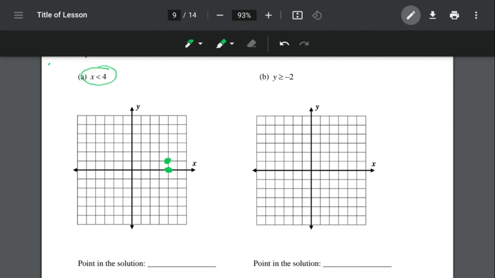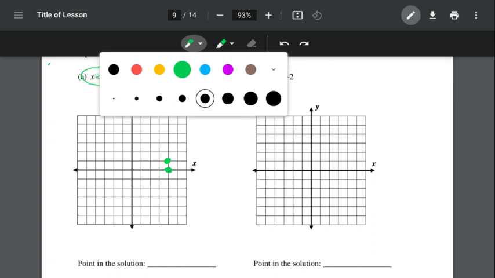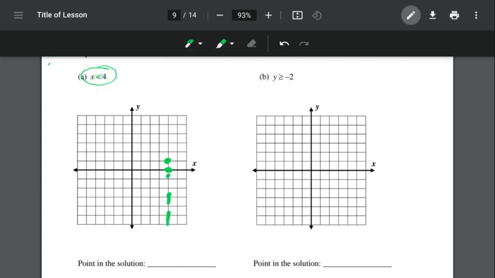Before I do that, let's take a look at our symbol. There is no equal to bar, so that means it's a dotted line. That's a really bad dotted line. Let's jazz that up a little bit. Oh boy, look at that. No mistake in that now. And I'm going to label it.